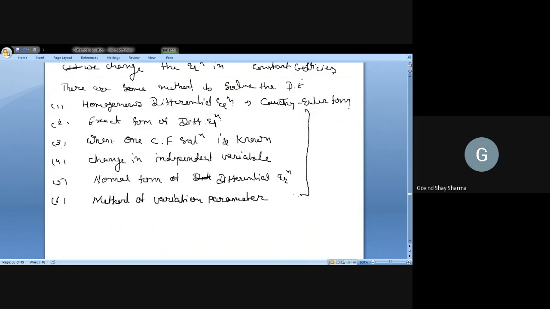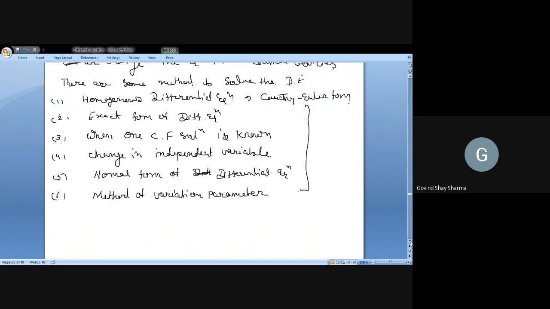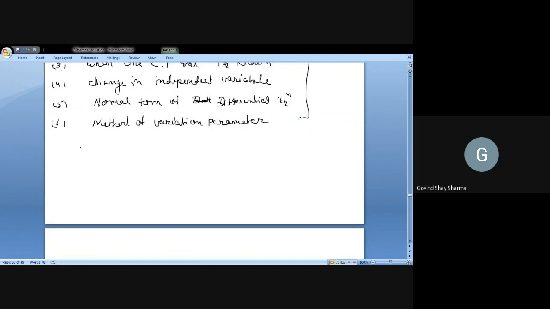So first, today we are going to start with the Cauchy-Euler form. The Cauchy-Euler form is also called the homogeneous differential equation.